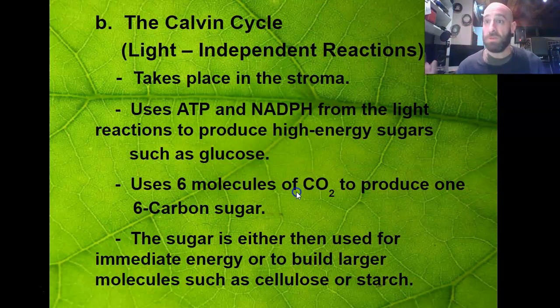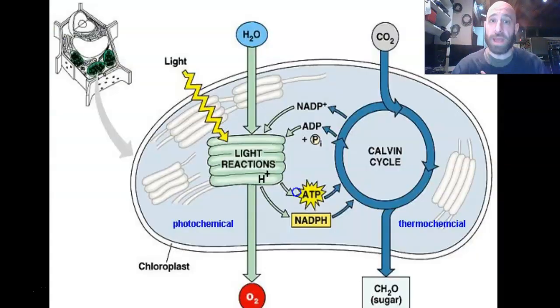And with this sugar, 2 things are done. One is it gets used immediately to make the plant run, right? Because the plant needs energy. Or it gets stored for later in the form of cellulose or starch. And what do we do? We come along and we eat it, right? So this whole process has 2 parts to it. I'm going to go back to my diagram just to make sure we all understand.